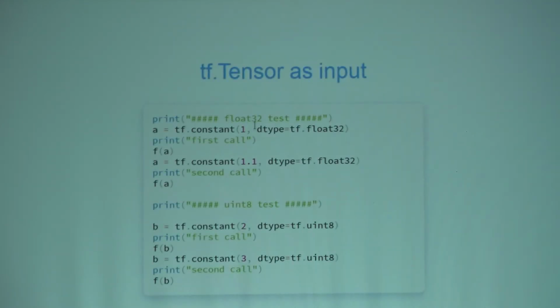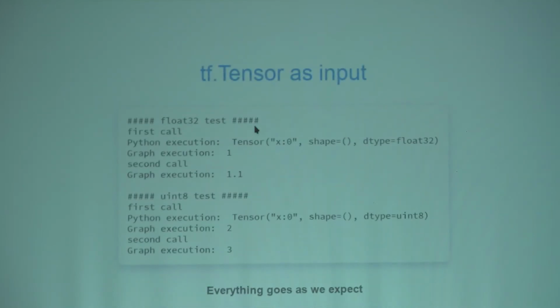Let's see what happens when we use a tf tensor as input. So this is the first test. We just define a tf tensor using tf constant of type float32. We call it once. Then we just define another tensor with the same type. We do the second call with a different value. And we do the same test with the unsigned integer with 8 bits. And we do the same thing.